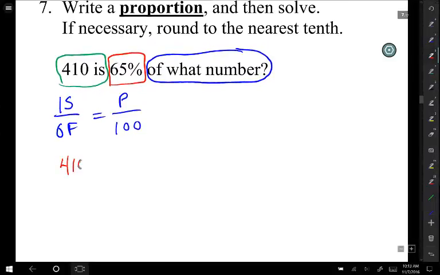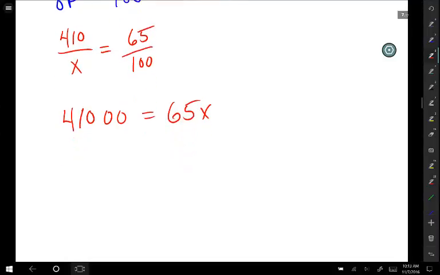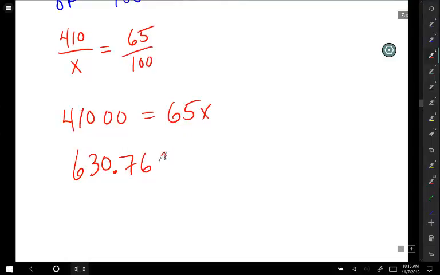410 over x equals 65 over 100. So we cross multiply. 41000 equals 65x. 630.769 equals x. We highlight.